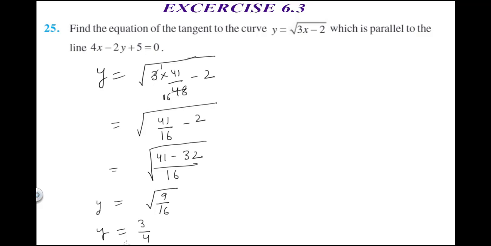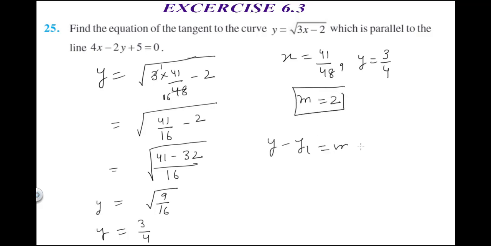So we have x1, we have y1, we have the slope also. So x is 41 by 48, y is 3 by 4. We can find out the slope also, m is equal to 2. So just putting the values in this equation, you can find out the equation of tangent and the question is then done. Clear? Let us go to another question.